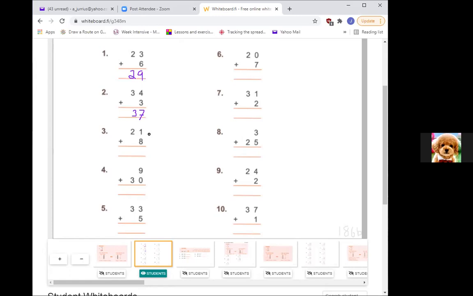Number 3 is 21 plus 8. 1 plus 8 equals 9. Very nice. 2 plus 0 equals 2. And it's 29. Perfectly done. Thank you so much. Maxim, can you do number 4?